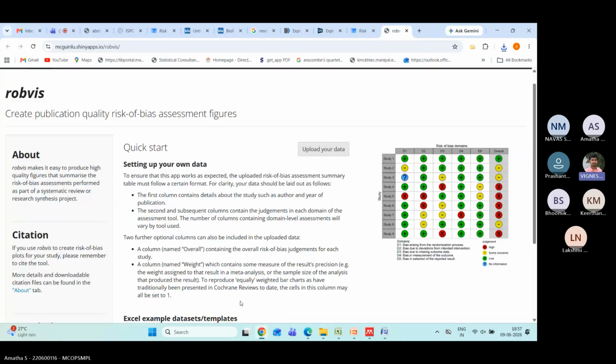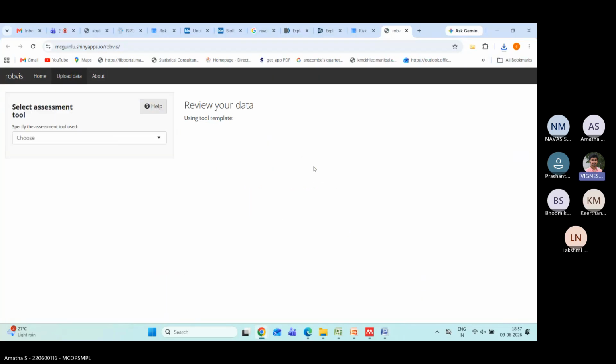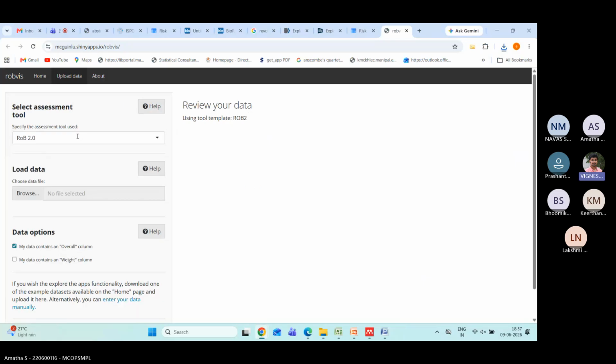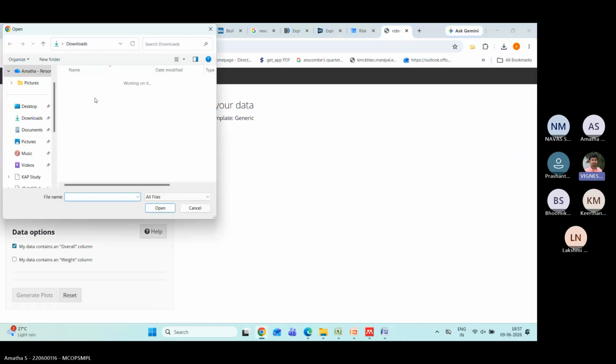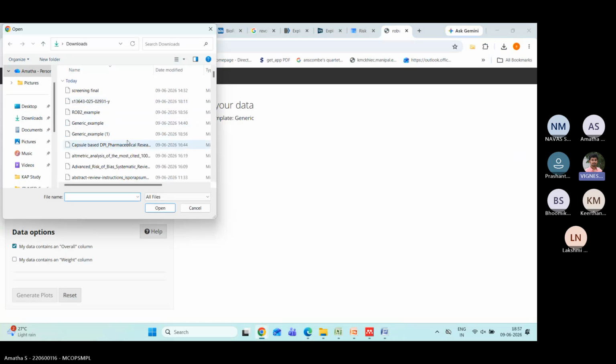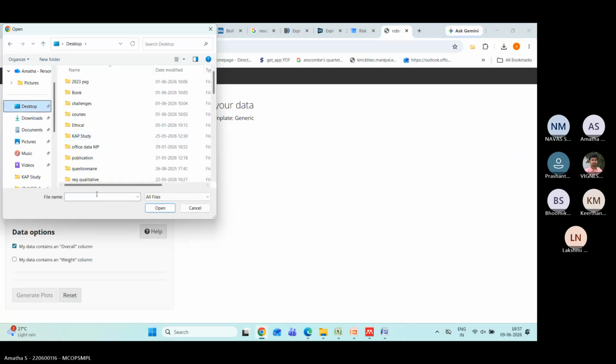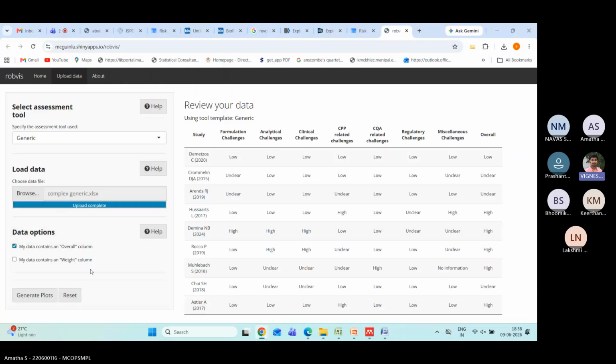Then you have to upload your data here. When you upload, you have to choose. If your study is Rob 2, you choose as per Rob 2. Since my study is generic, I choose generic. Then I have already done mine. So this is the Excel sheet I have prepared. Just upload it, and you can see the Excel here.